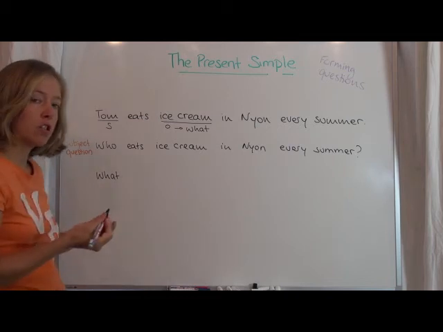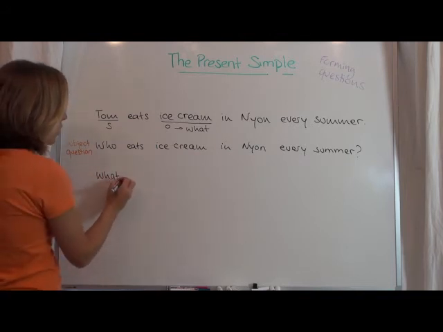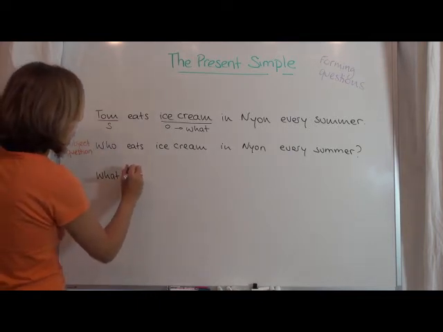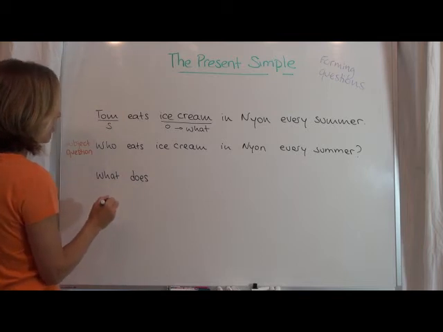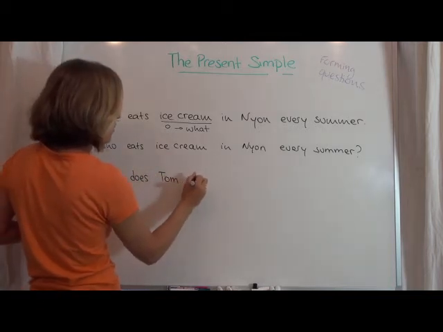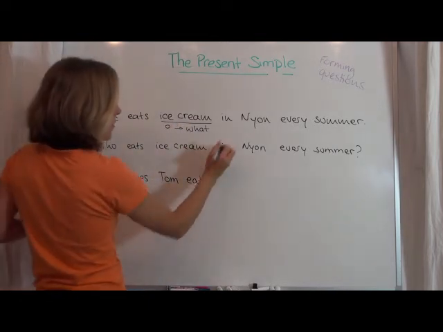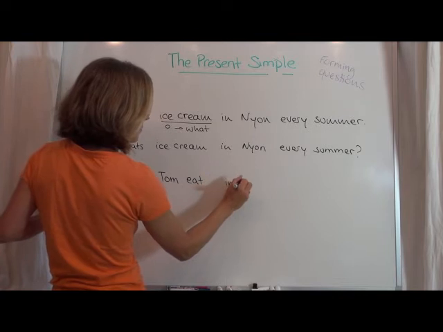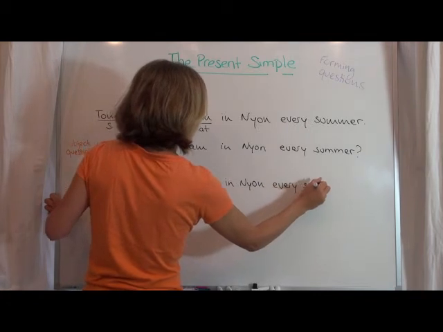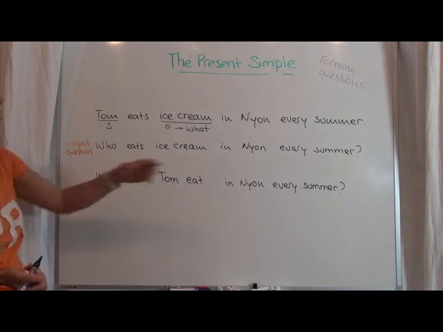It's that est-ce que in French. So, qu'est-ce que Tom mange à Nyon tous les jours? So we have to add either do or does, and as it's Tom, we add does. So what does, then Tom, and the verb in the infinitive, eat, and that's what we're asking the question about. So then we add Nyon every summer. Well, it's ice cream. What does Tom eat in Nyon every summer?